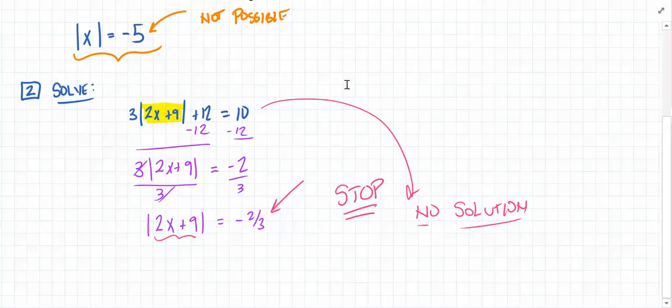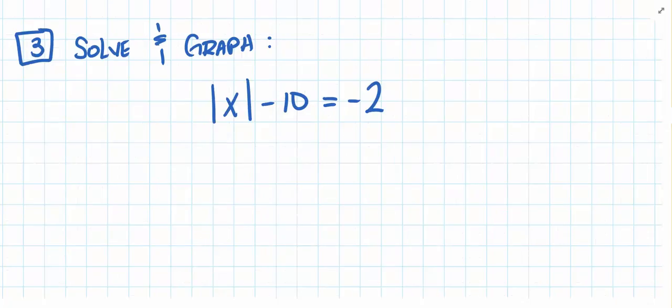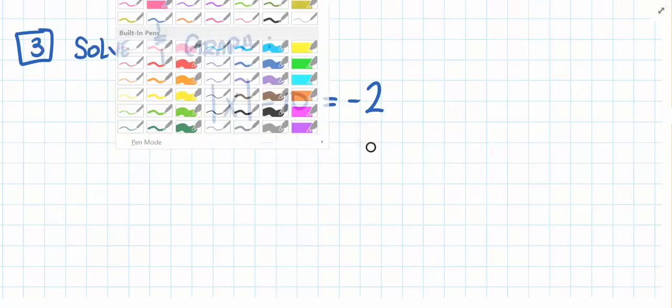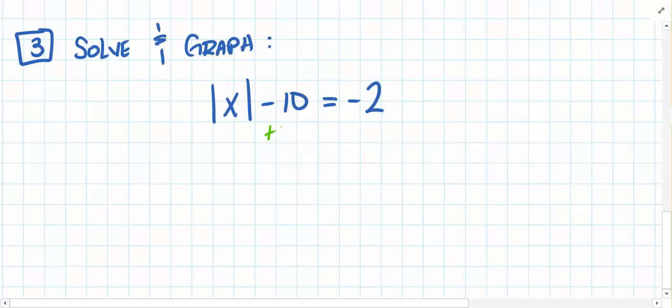All right, let's see if we can solve this one. The absolute value of x minus 10 is equal to -2. We want to solve this and graph it. So what should I do first if I want to isolate the absolute value bars? I would add 10 to both sides. So I'm getting the absolute value of x is now equal to -2 plus 10. How much is that worth? That's worth 8. Okay, now we have a solvable absolute value equation.